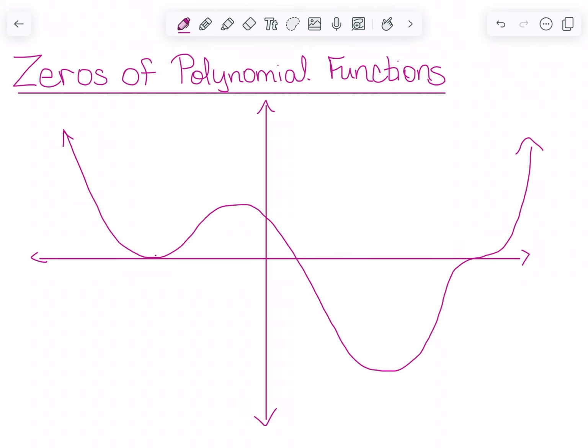Let's consider this graph here. This zero right here touches the x-axis and turns around, so it has a multiplicity of 2. This one crosses almost like a line, so that's a multiplicity of 1. And this one crosses, but does kind of flatten out around the axis, which makes it have a multiplicity of 3.